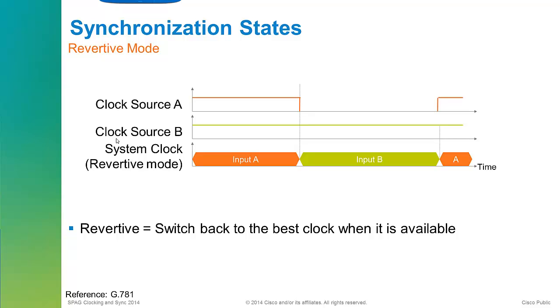and so we have clock source A, and then at this point here we lose clock source A for various reasons. Various things can happen which means you lose it. So we go back to clock source B, and clock source B then becomes our reference frequency for our system clock. What revertive mode means is that at the point your primary clock comes back, you'll revert back to using your primary source. And normally this is what we configure.